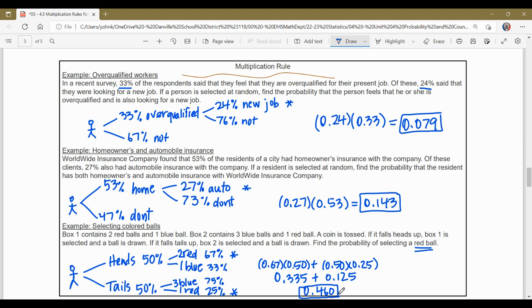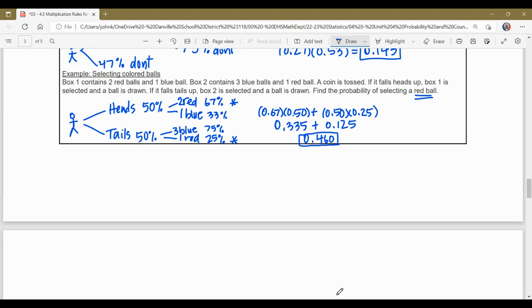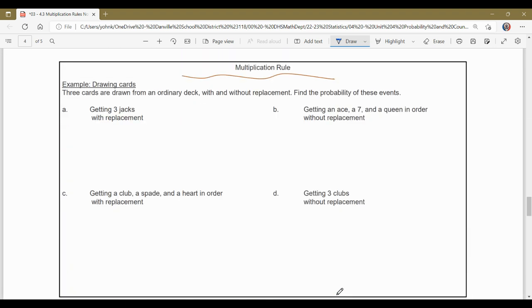So basically you have a 46% chance that you'll get a red ball. Interesting. All right, so tree diagrams might help a lot, especially if you have those funky kind of percentage problems.